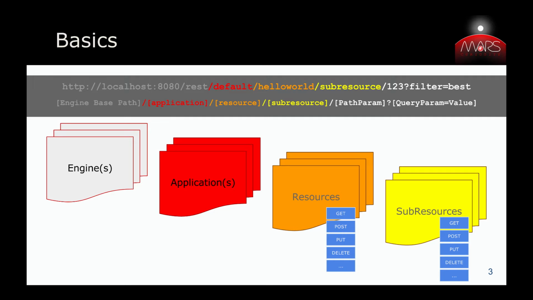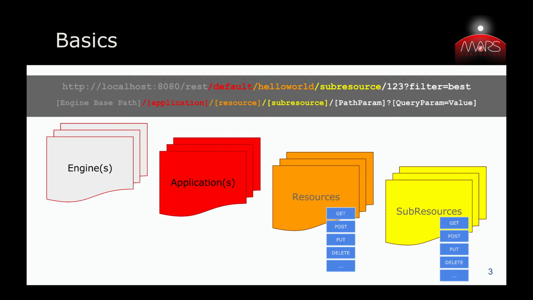Mars Curiosity offers you an abstraction that is described in this slide. We can have one or more engines. Usually you have one, the default engine. That is a set of applications, and each application can be seen as a collection of resources. Think about resources in the REST terminology. And we also have the concept of sub-resources. Resources and sub-resources can be queried by HTTP verbs like get, post, put, and delete.